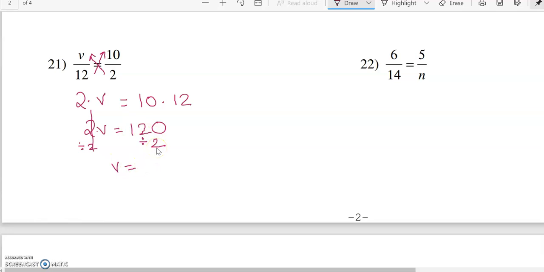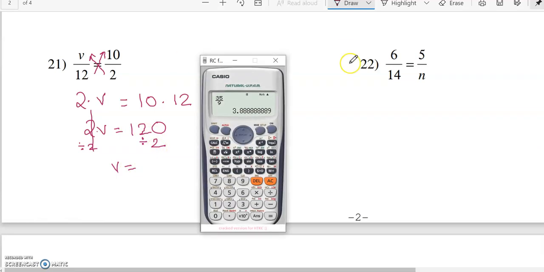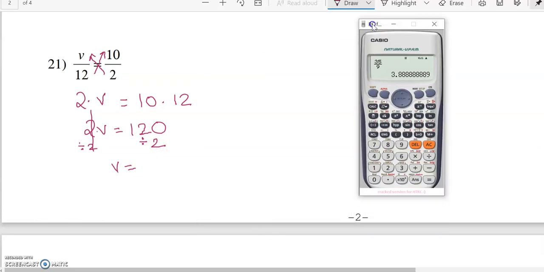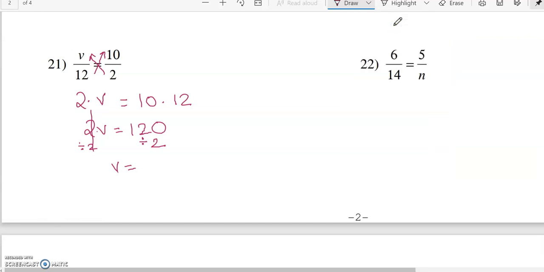120 divided by 2. So I will again pull up my calculator. Some of you might be finding it very easy because you have already learned this earlier. So in my calculator I pulled up my fraction button over here and I will bring it down over here. This is my 2 and press enter. What's my answer? 60. So my value of v is 60.